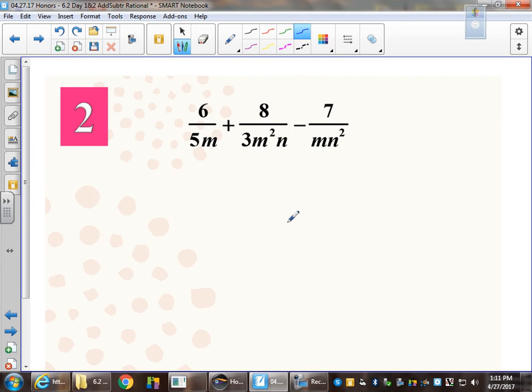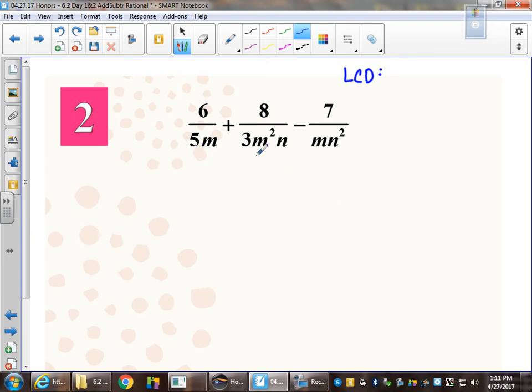Number 2, we step up our game a little bit and we'll be adding and subtracting. So it's a little mix. We're adding and then subtracting 3 rational expressions. 6 divided by 5m plus 8 divided by 3m squared n minus 7 divided by mn squared. So this is where that strategy of off to the side, kind of just taking a minute to figure out what the goal is going to be.